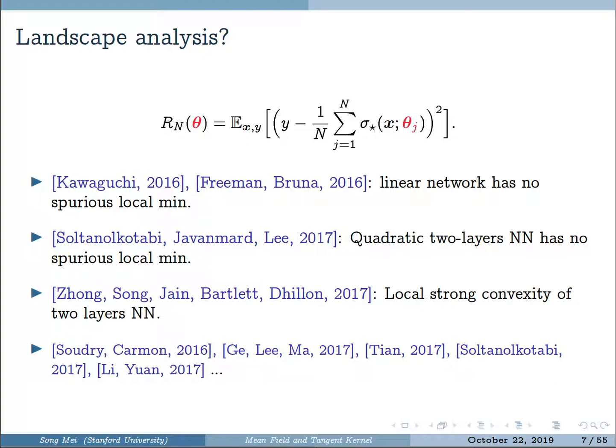In the second work, they show that quadratic two layers network has no spurious local minimizer. Quadratic means the activation function is quadratic, but in practice, no one will use that. And all these papers establish strong results upon the landscape, but also with strong assumptions that are not realistic in practice. So to last year, people find the landscape analysis is frustrating, and people want to find some other perspective to explain two layers or multi-layers neural networks. And here comes the mean field perspective.